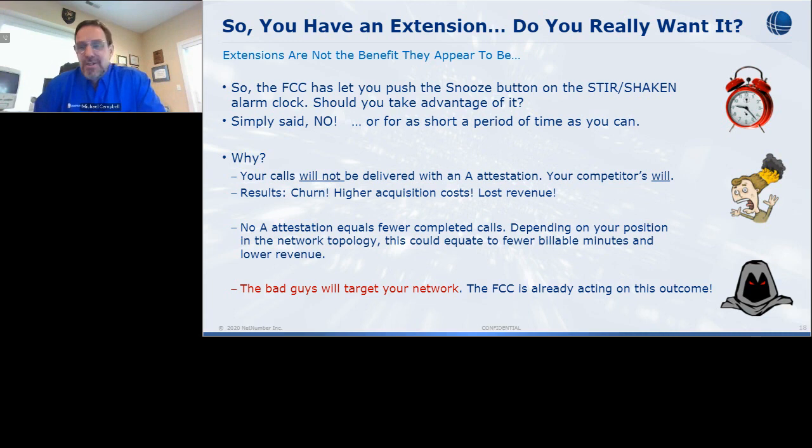And churn, of course, means you've got to replace those customers. So you've got higher acquisition costs. You've got lost revenue in the gap between them leaving and them being replaced. This is the net result of an extension. Yes, you can take it. Yes, you can defer the expense of becoming STIR/SHAKEN compliant. You really don't want to, because you're probably going to churn your customer base, lose revenue, and increase cost. This is really not a good deal.